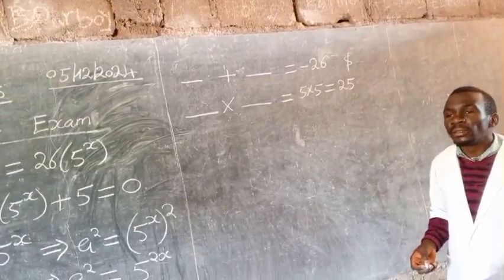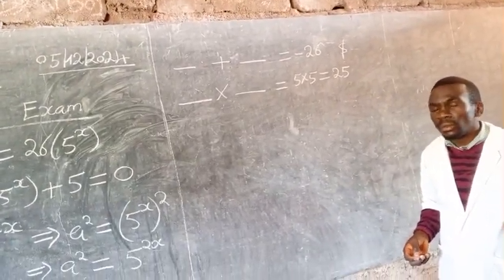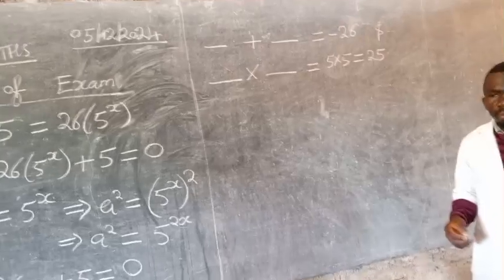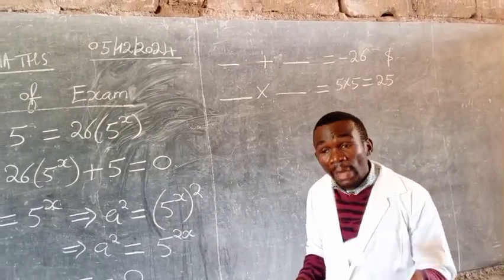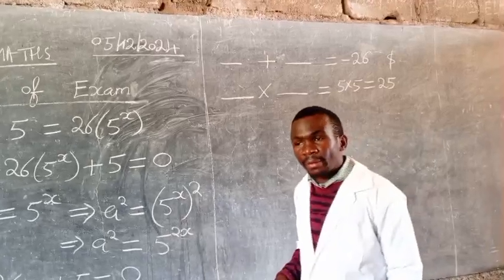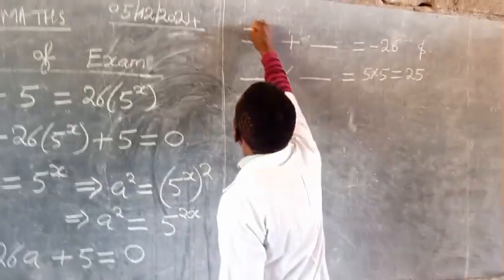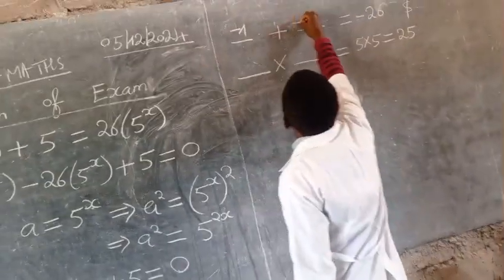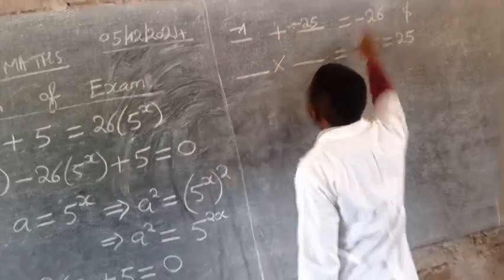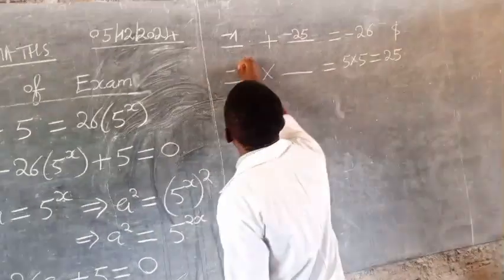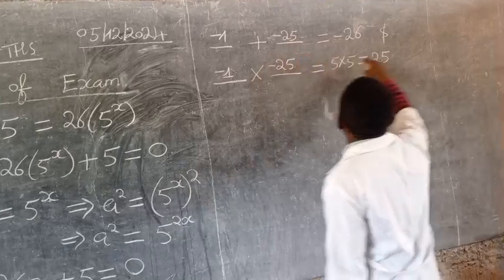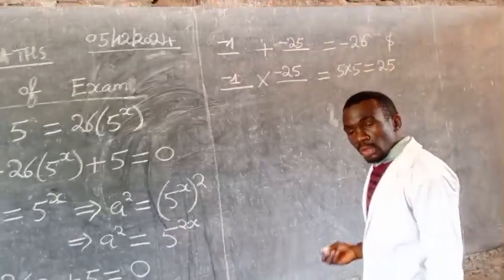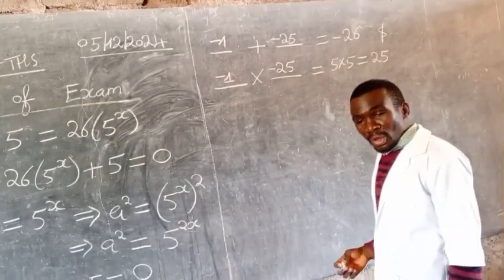Negative 1 and negative 25. See, negative 1 plus negative 25 gives us negative 26. Negative 1 times negative 25 gives us positive 25, which is true. We saw this now.